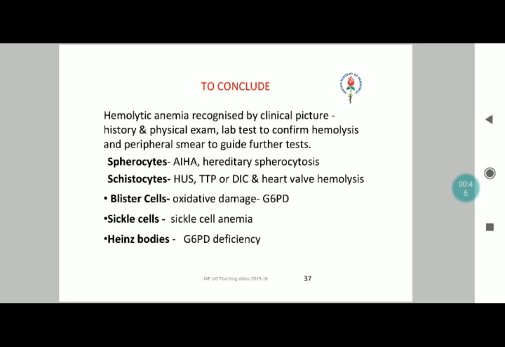The presence of sickle cells, as the name itself suggests, goes towards sickle cell anemia, and Heinz bodies are characteristically seen in G6PD deficiency.